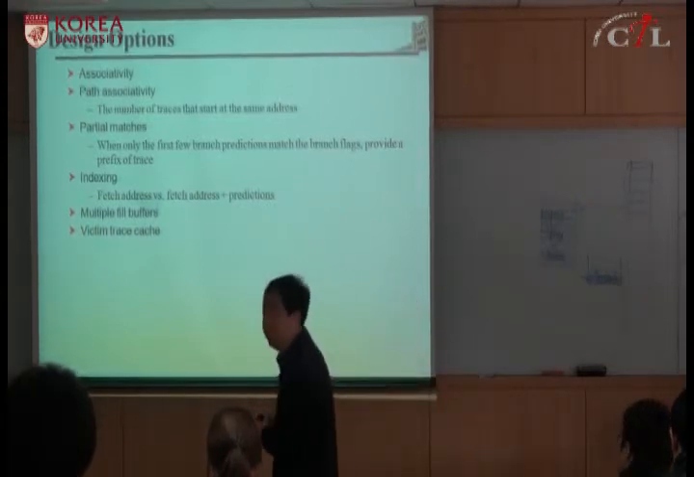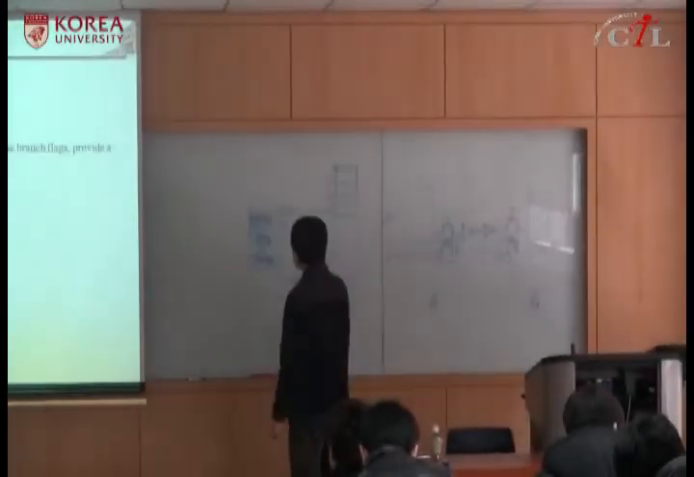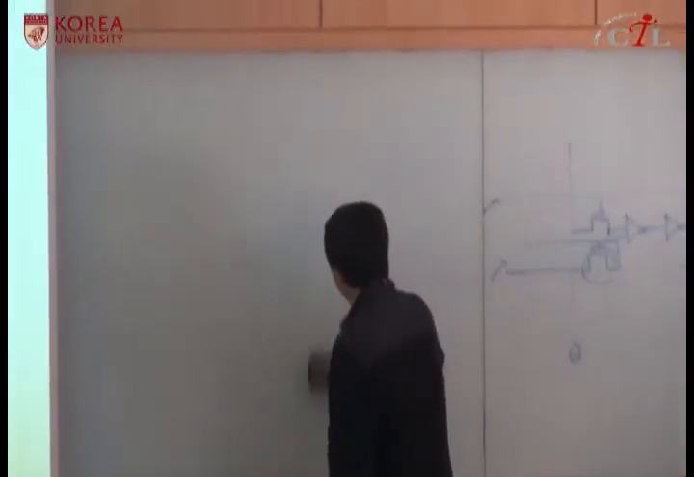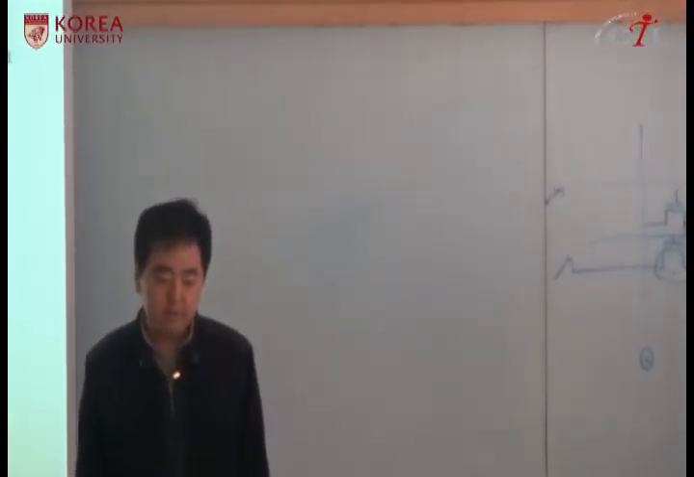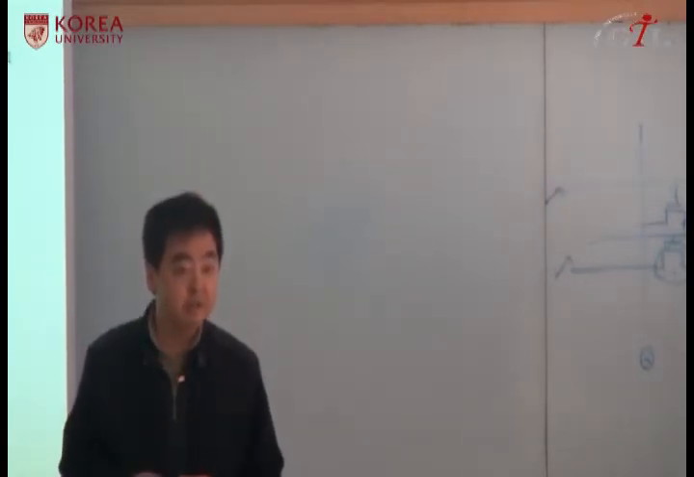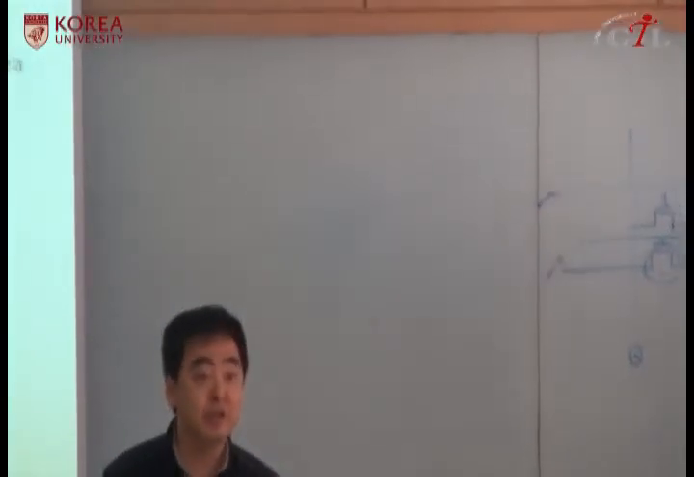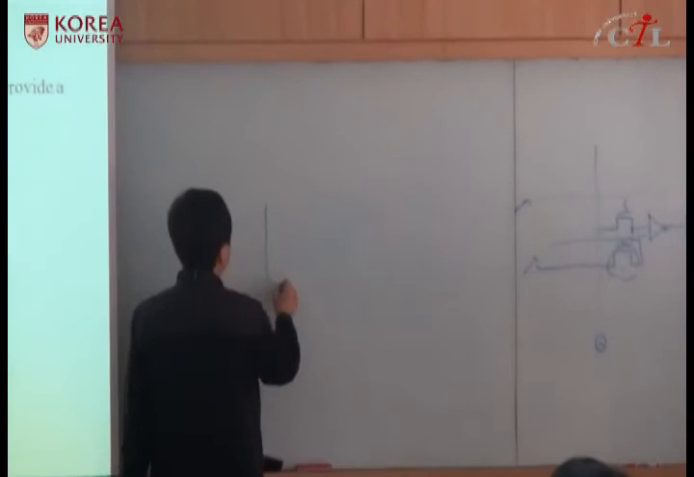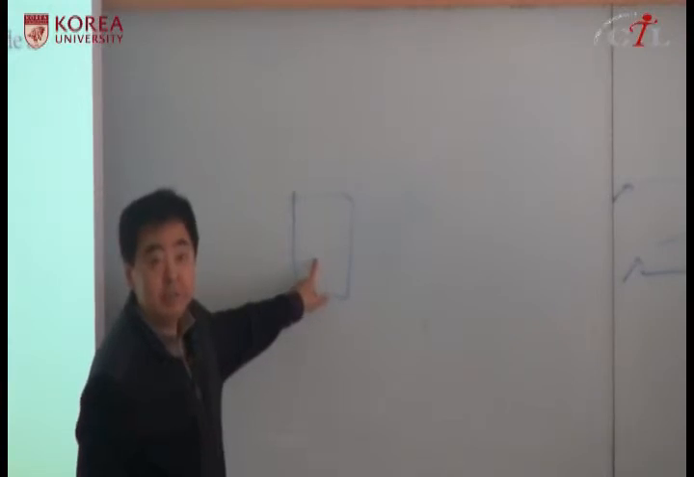Another issue is called the victim trace cache. Victim cache is one of the popular designs used in processors. It was proposed by Norman Jouppi, one of the famous computer architects at DEC Western Research Lab. I'm not sure whether he is now with HP or not, but he was quite a famous person. And for a direct mapped cache, the issue is you have many bank conflict misses.